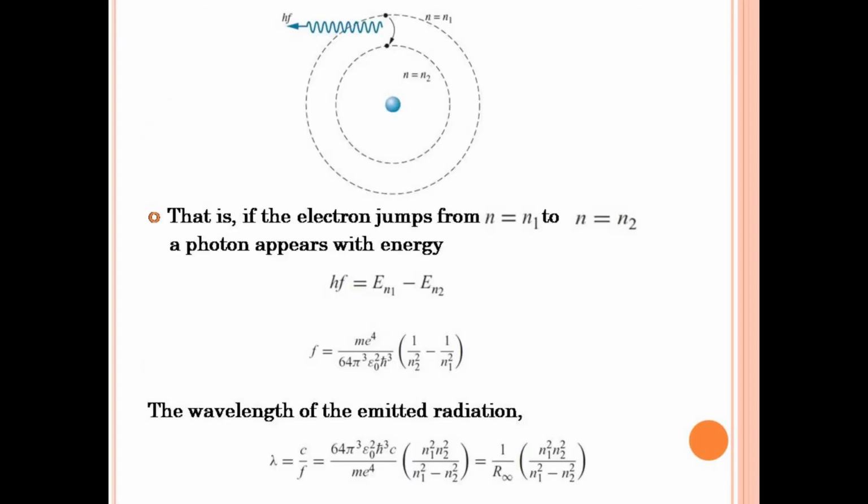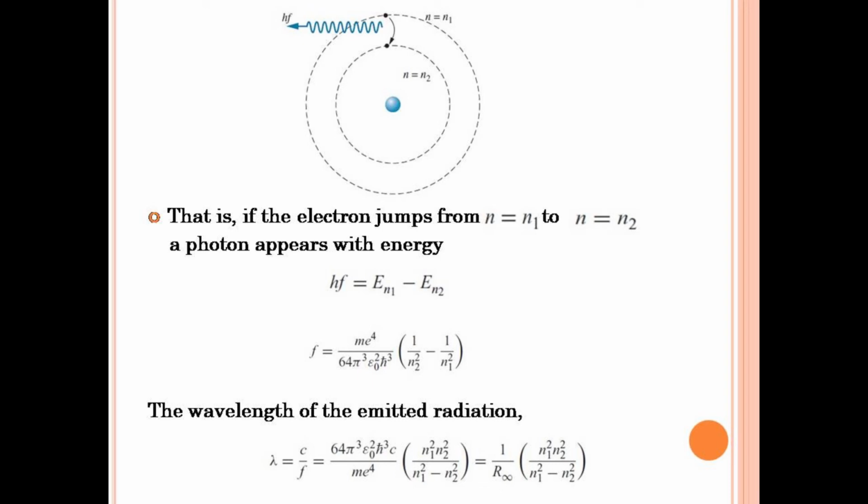The electron has less energy in the lower level compared to the original level. This energy difference appears as a quantum of radiation whose energy hf is equal to the energy difference between the levels. So if the electron jumps from n equal to n1 to n equal to n2, a photon appears with energy hf equal to En1 minus En2, that is f is equal to m e^4 by 64 π^3 ε0^2 h^3 into (1/n2^2 minus 1/n1^2).